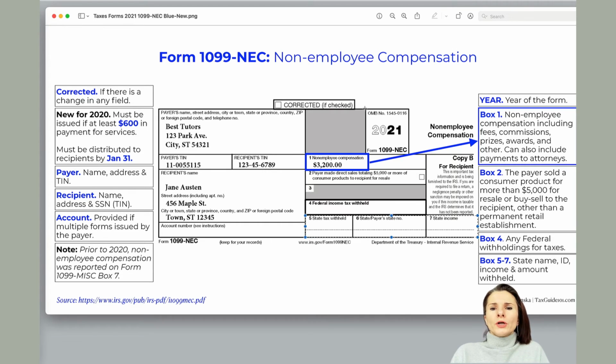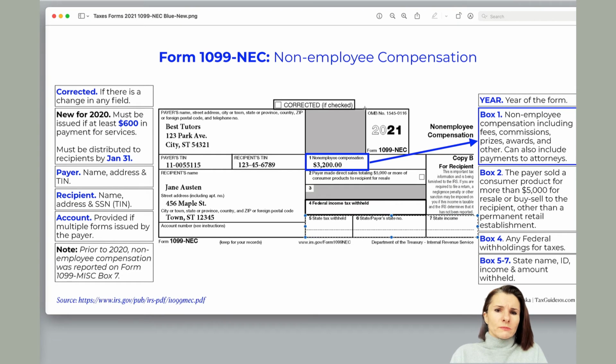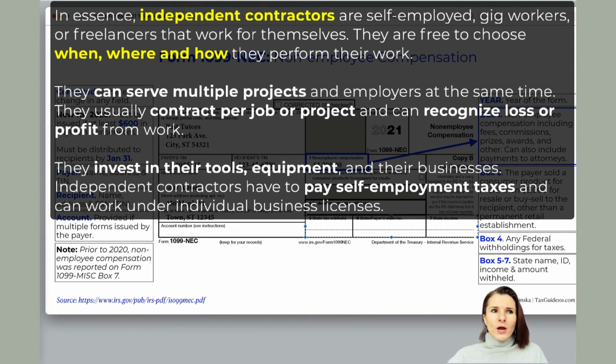Now, I'm not going to go over the question of whether you should be considered an employee or independent contractor. It's complicated, and I have a section in my book that talks about it. There are different criteria, such as how you perform the job, when you do the job, whether you can have a number of clients, and so on. There are many reasons why you can qualify as an independent contractor versus an employee.